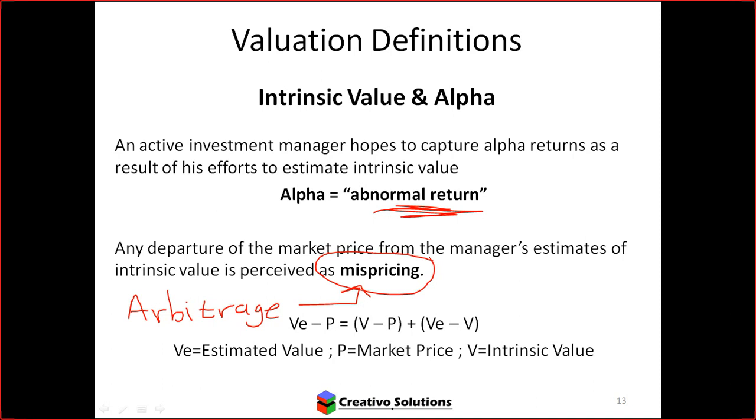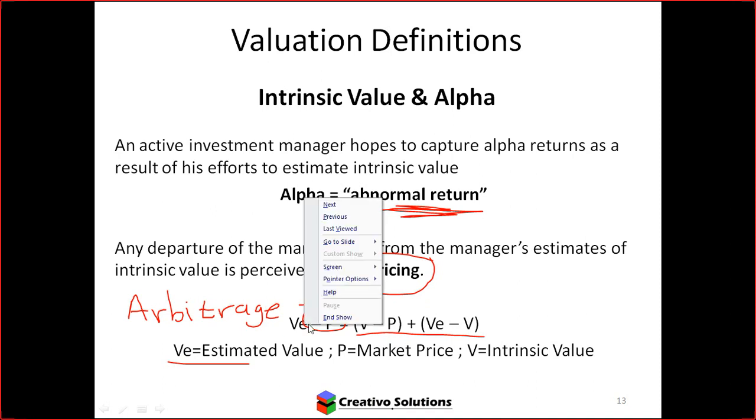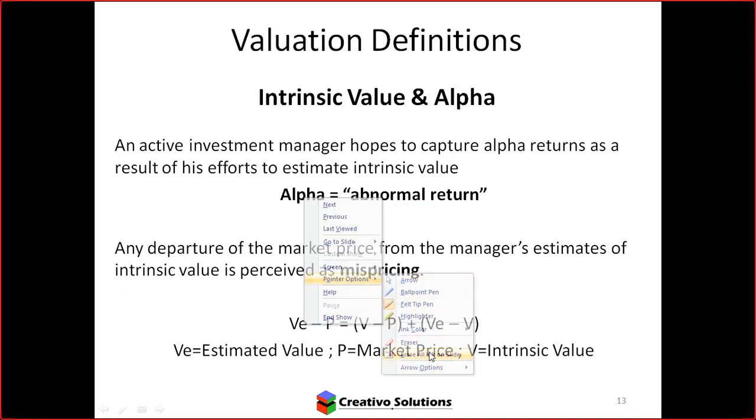Does that make sense? Yes, it does. All right, good. There is an equation here that talks about estimated value. Estimated value minus the market price will be equal to the intrinsic value minus the market price plus the estimated value minus the intrinsic value. It's just a formula. I haven't seen them use this formula yet. In past papers, they use other equations. Maybe just a note about equations.